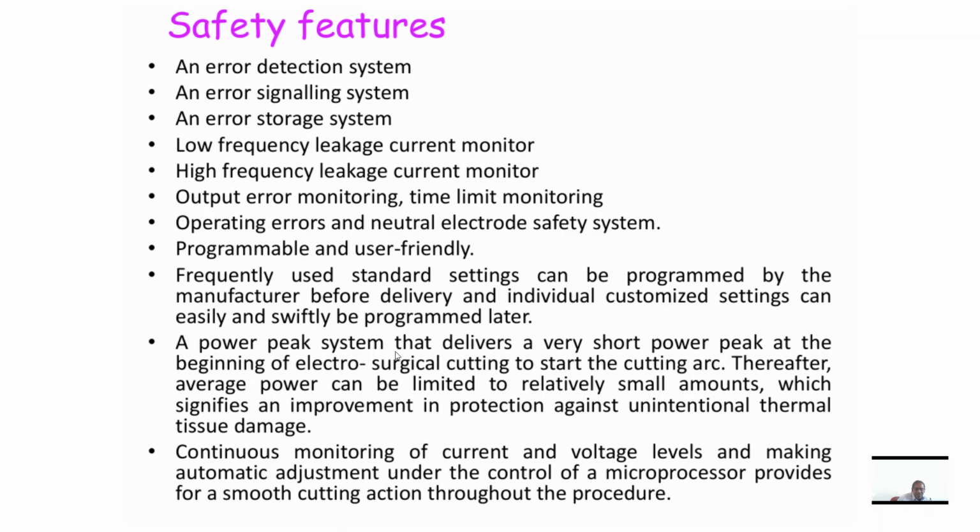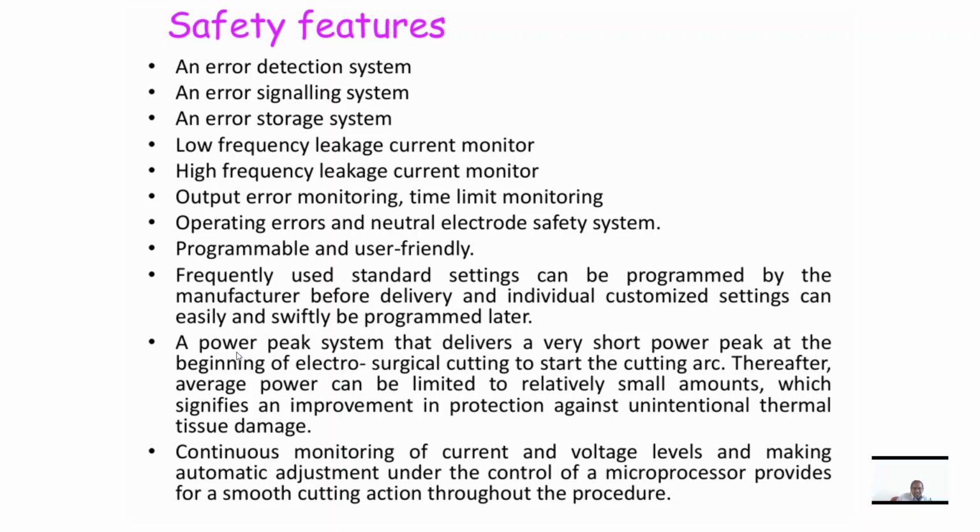This is an advantage. Next is a power peak system that delivers a very short power peak at the beginning of electrosurgical cutting to start the cutting arc. Therefore, average power can be limited to relatively small amounts, which signifies an improvement in protection against unintentional thermal tissue damage. So, this is the advantage.